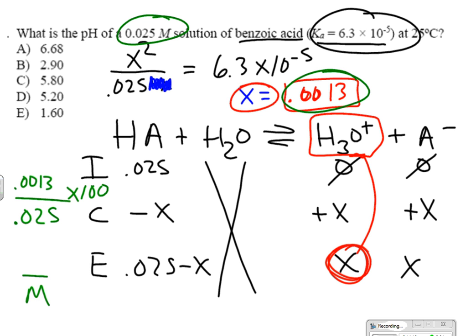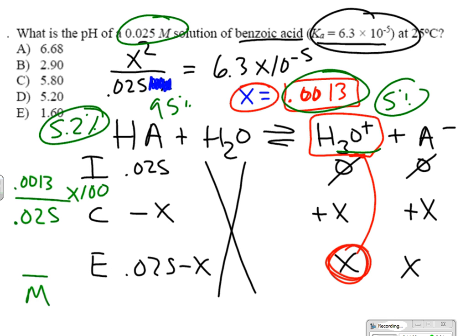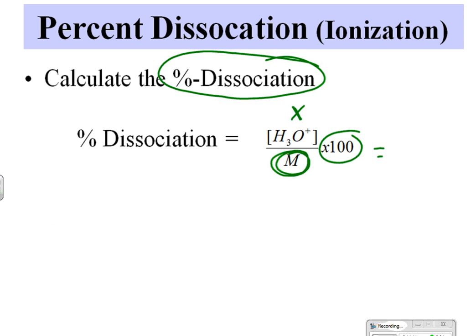That tells me how much dissociated or how much the weak acid broke up. We know the weak acid barely breaks up, so 95% of this thing stays together. Only 5% of it breaks up into H3O plus. So it's a quick thing that they ask you a lot of times on the exam to do. Percent dissociation is simply the X amount, the H3O plus that you solve for, divided by the original molarity of the acid, times 100.